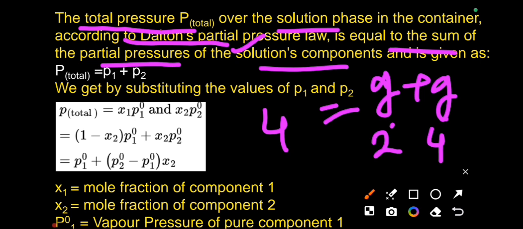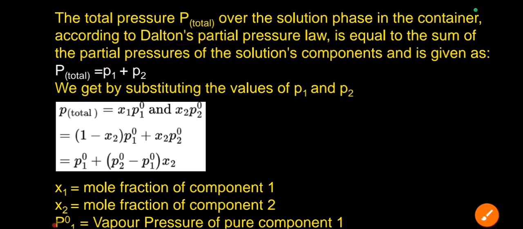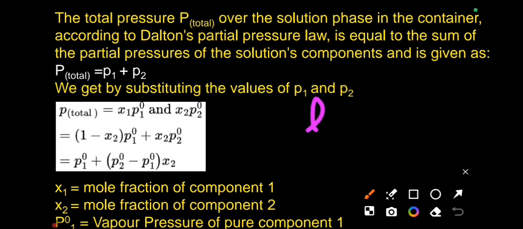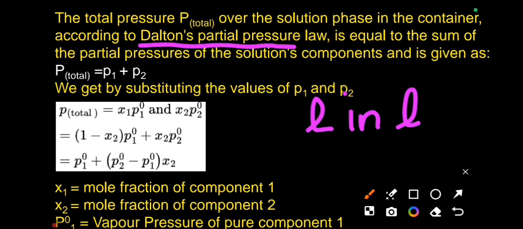Okay, but in Raoult's law we have taken a mixture of liquid in liquid. But what are you calculating here? You are calculating the vapor pressure, and vapor pressure is exerted by gas only. That's why we can apply the Dalton law of partial pressure here. Okay, so total pressure must be equal to the partial pressure of 1 plus the partial pressure of 2.